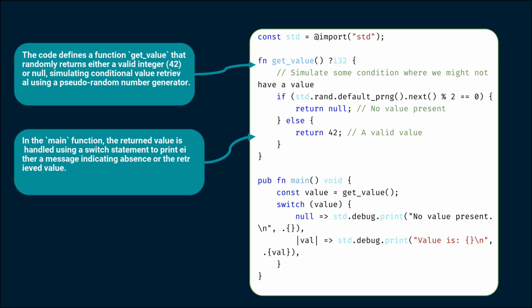This approach not only enhances code clarity but also explicitly communicates the programmer's intent, significantly reducing the likelihood of runtime errors related to null values. This example illustrates the power of Zig's optional types in writing safer and more reliable code.